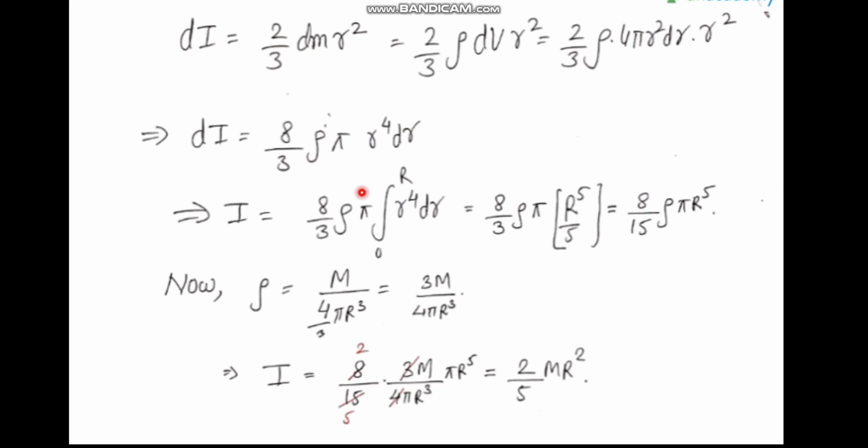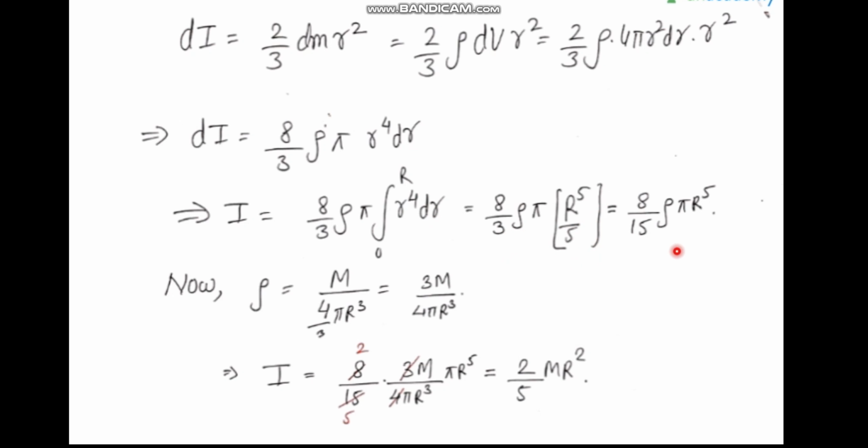So the total moment of inertia will be integration of this. In this integration, 8 by 3 rho pi is a constant. It's only r raised to power 4 dr. And the integration of r raised to power 4 dr will be r raised to power 5 by 5. Again, the same formula, integration x raised to power n dx is x raised to power n plus 1 upon n plus 1. So I get this as 8 by 3 rho pi r raised to power 5 by 15.